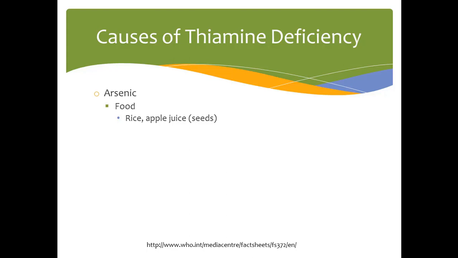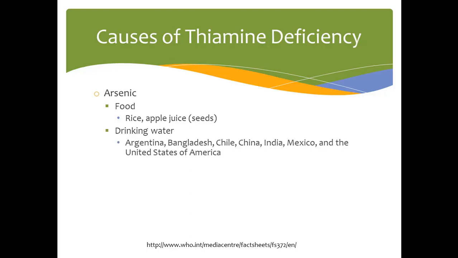Apple juice, particularly the seeds, is where the arsenic is concentrated, and those seeds, in the mass production of apple juice, will get into the production of that juice and taint the juice with arsenic. Drinking water, again, in particular areas: Argentina, Bangladesh, Chile, China, India, Mexico, and areas of the U.S. I have a map here coming up in a little bit.